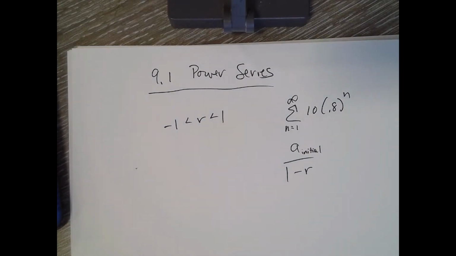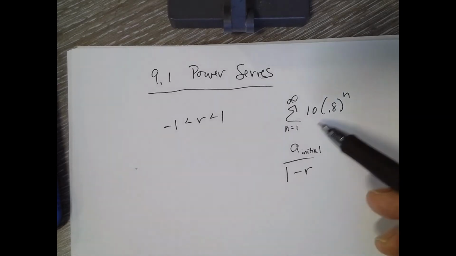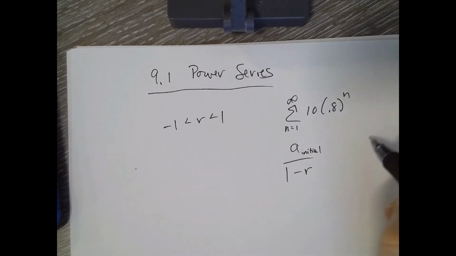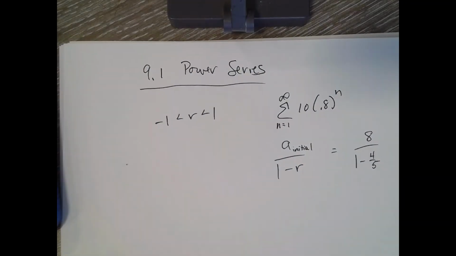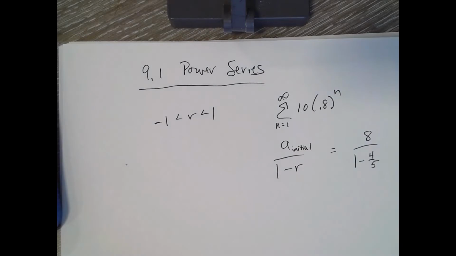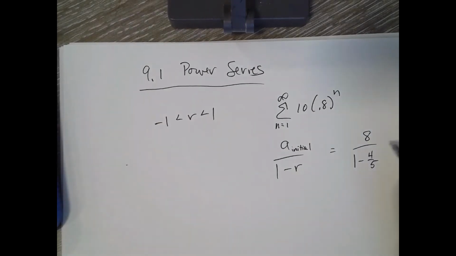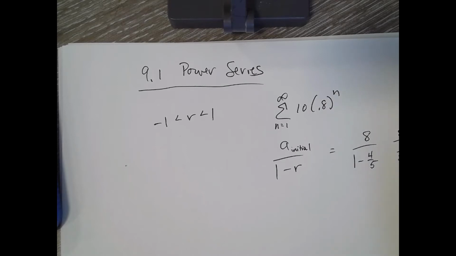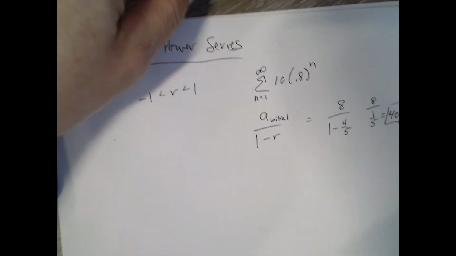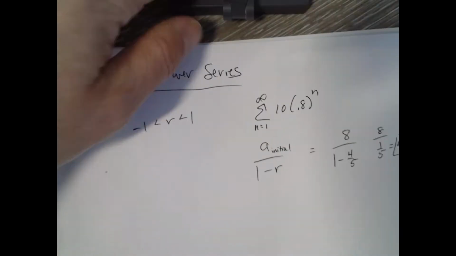Okay, so our initial here would actually be 8, right? Yes. If I plug 1 in, I'm going to get 8. So the sum of all of those would be 8 over 1 minus 0.8. I'll call it 4/5. Whatever you're taking to the nth power is your r. So in this case, 4/5. So it's 8 over 1/5, or 40 would be our answer. So if we added all infinite amount of them, you would get 40 for an answer.